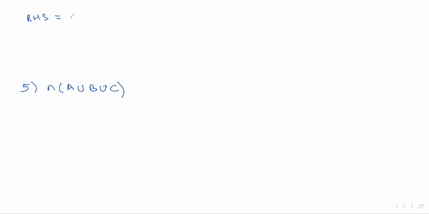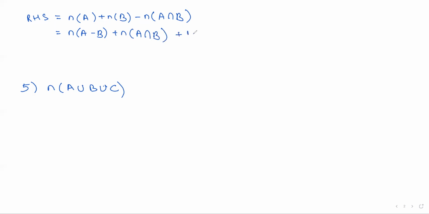You can also prove the same formula using algebra. So let's consider the RHS first. n of A plus n of B minus n of A intersection B. Now we have the formula for the first two values, n of A and n of B, from the first and second formulas that we studied. n of A minus B plus n of A intersection B, n of B minus A plus n of A intersection B. Third value, minus n of A intersection B. This term will get cancelled with this term, same value, opposite signs, and these three terms will give you, from the third formula, n of A union B.